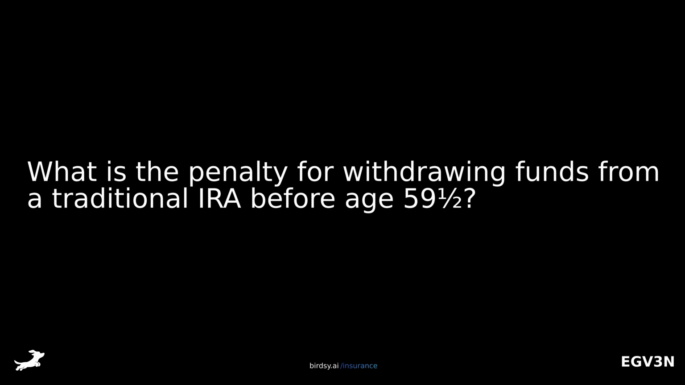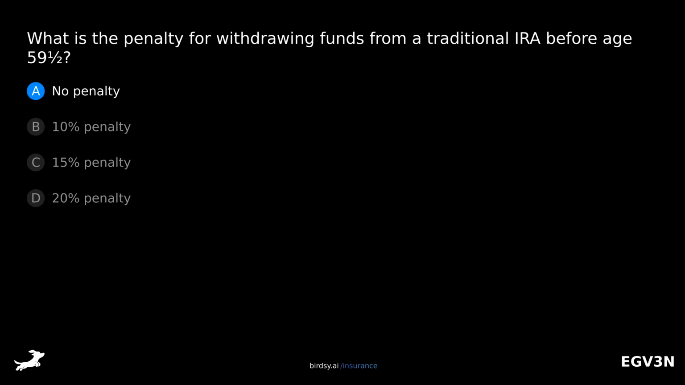What is the penalty for withdrawing funds from a traditional IRA before age 59 and a half? Is it A, no penalty, B, 10% penalty, C, 15% penalty, or D, 20% penalty? The answer is B, 10% penalty.